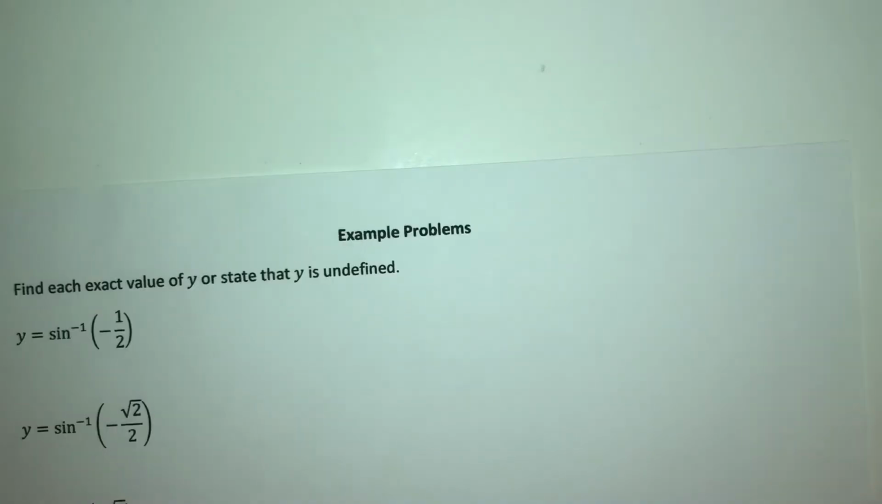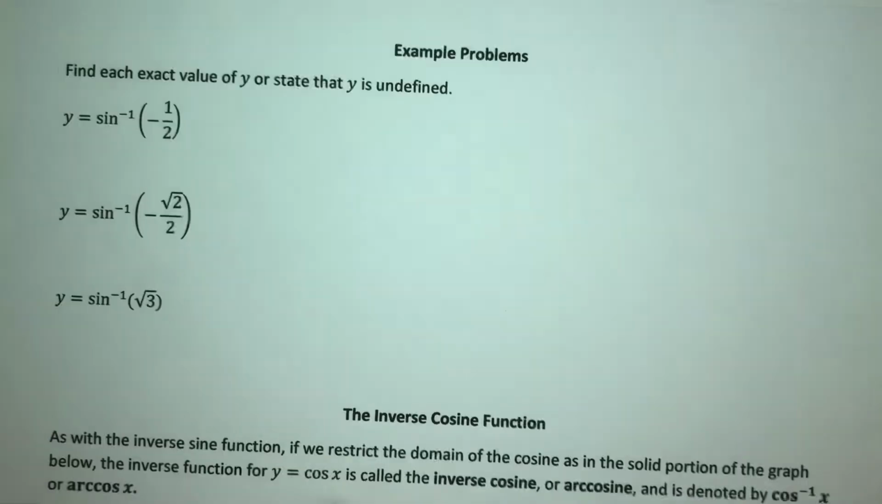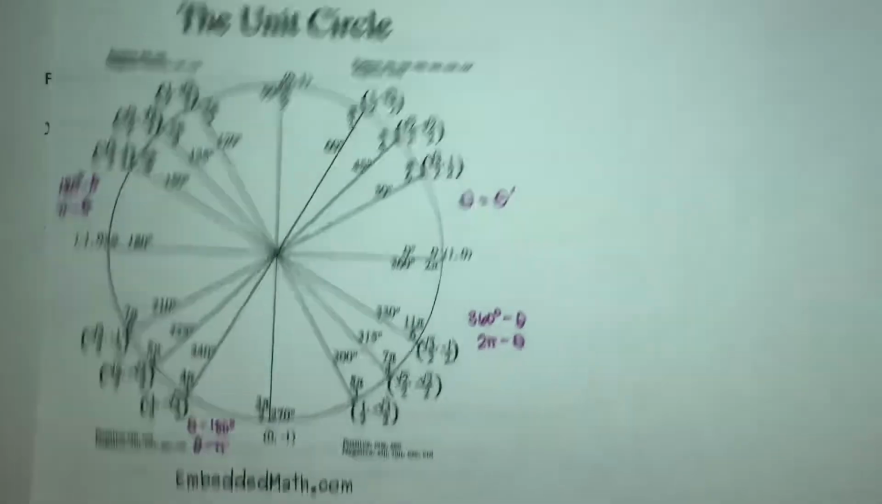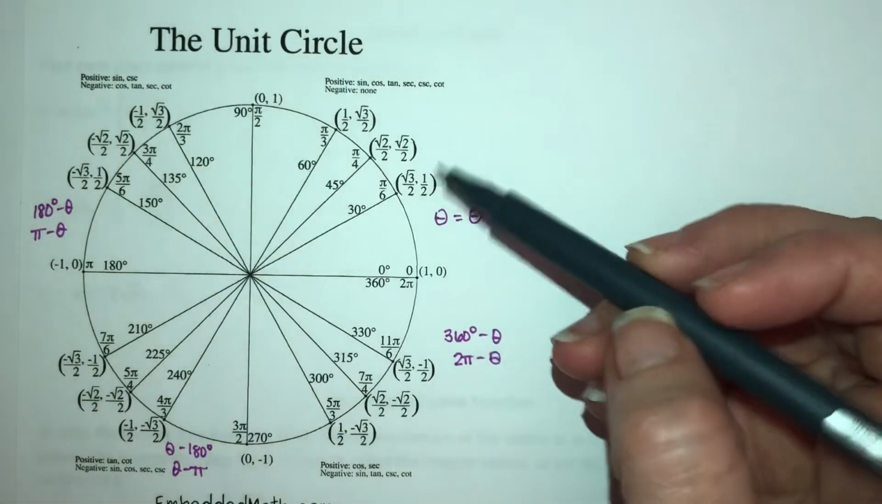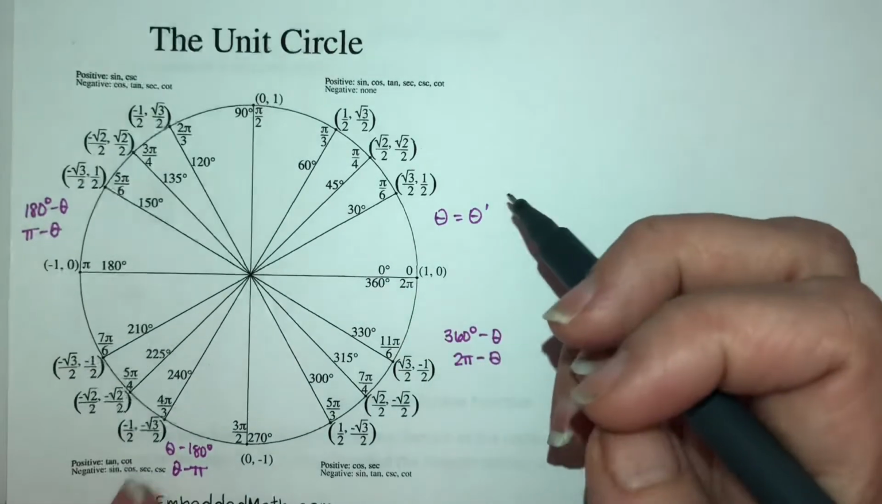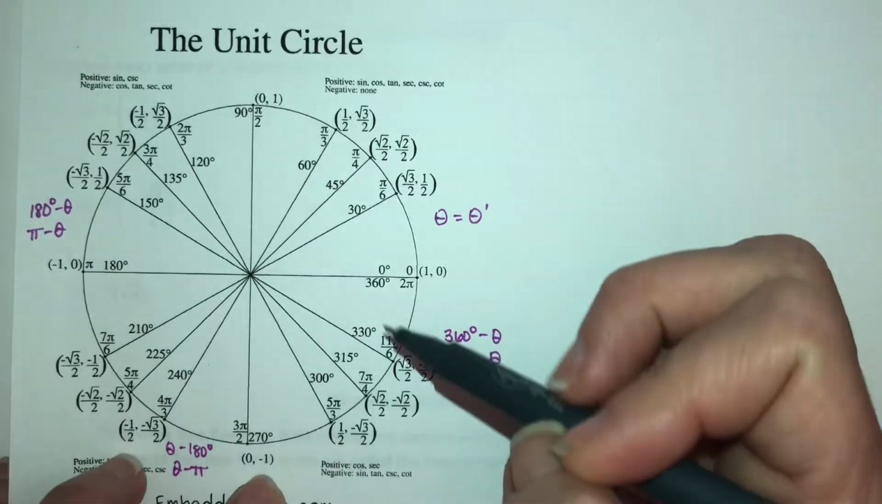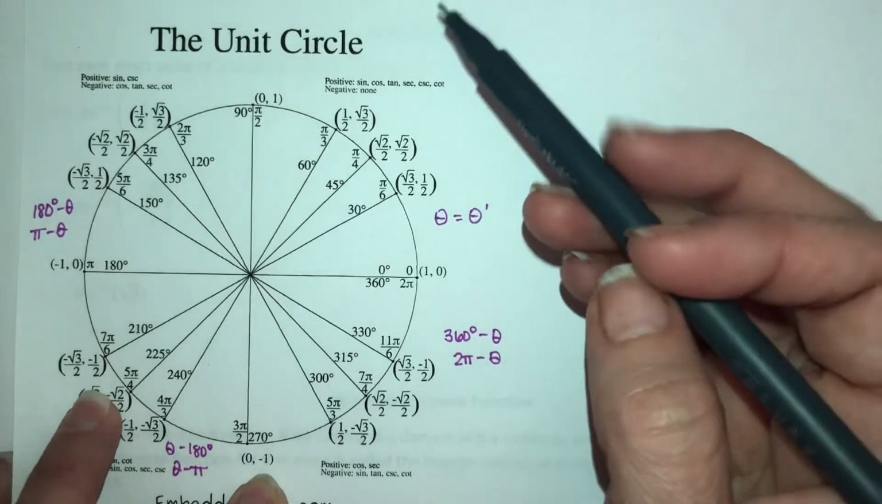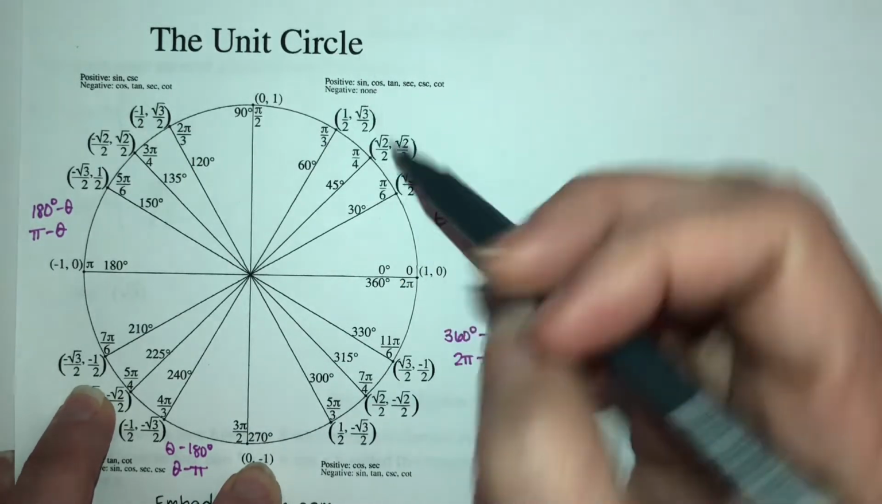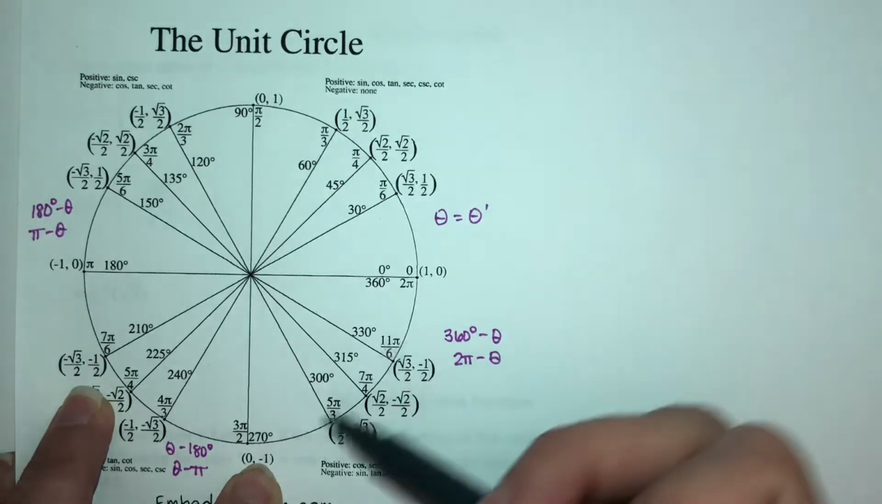Okay, so let's look at some of these problems. Let's find the exact value of y or state that y is undefined. Now I'm going to show the unit circle here. The range of our inverse sine is between -π/2 and π/2. We will only get answers over here.